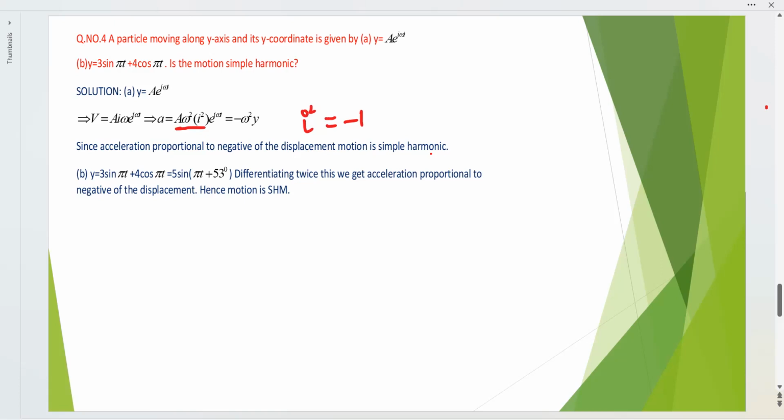So whenever you are given any function and asked whether the motion is simple harmonic or not, what we have to do is differentiate the displacement twice to get acceleration. If that acceleration is proportional to the negative of displacement, then the motion is simple harmonic, right? Okay. Now let us come to the next question.